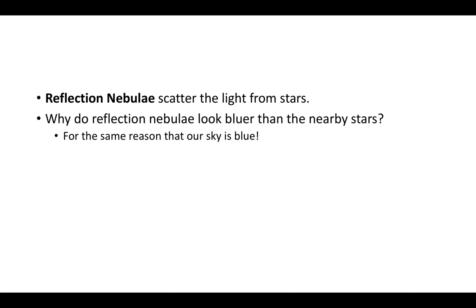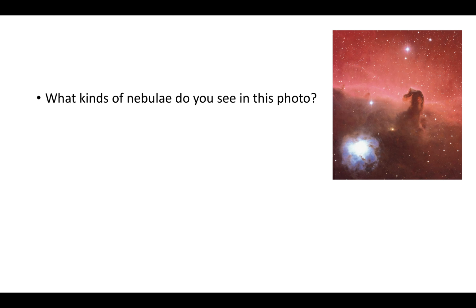So blue and black tints in some star-forming regions tend to have different origins, and we might see a blue color because the dust grains in those clouds scatter blue light better than red light. So we call that a reflection nebula. It's kind of the same reason why our sky is blue.